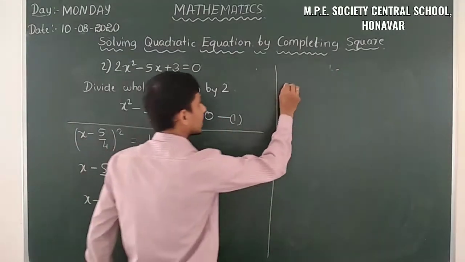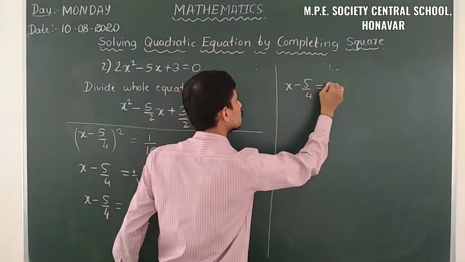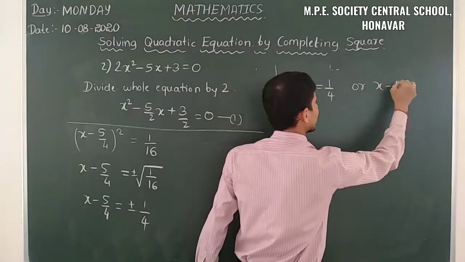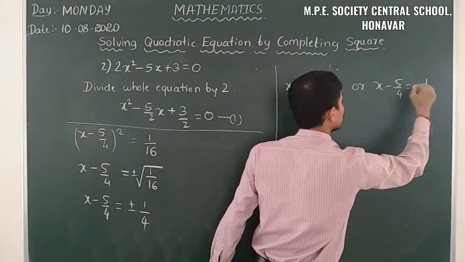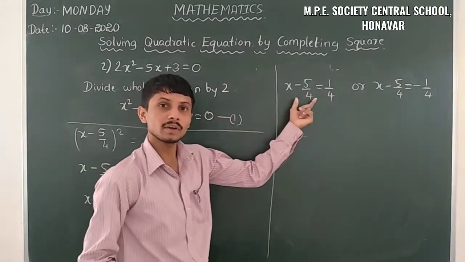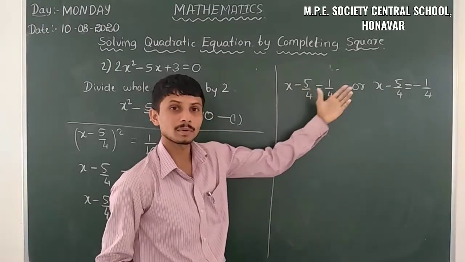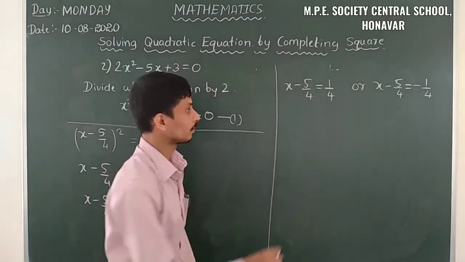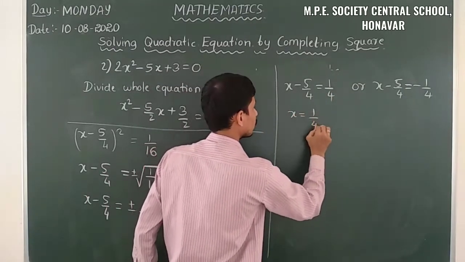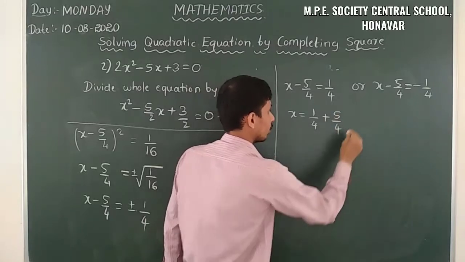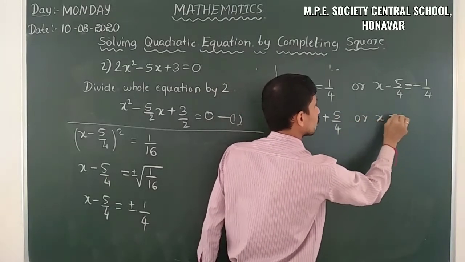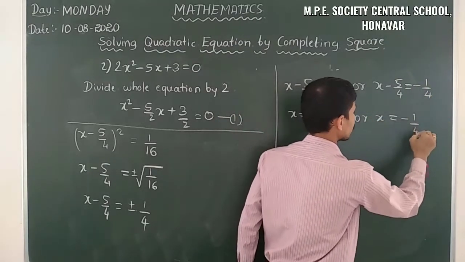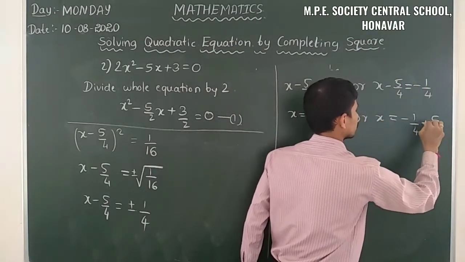Yes. So here x minus 5 by 4 is equal to 1 by 4 plus 1 by 4, or x minus 5 by 4 is equal to minus 1 by 4. Then we have to transpose minus 5 by 4 to the RHS side. In both the cases, minus 5 by 4 becomes plus 5 by 4 on the RHS. That is x is equal to 1 by 4 plus 5 by 4 here, and here x is equal to minus 1 by 4 plus 5 by 4.